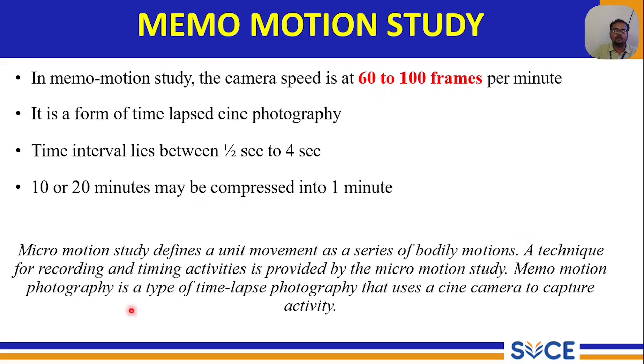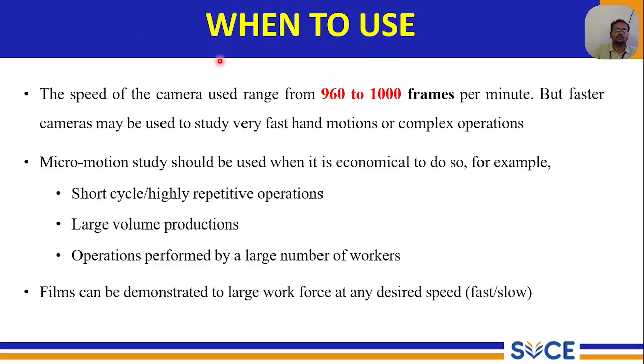A memo motion study is a type of time lapse photography, because it helps you to analyze each and every aspect in a much more detailed way. Rather than recording it in a faster way, it is time lapse cine photography, so that you can measure each of the angles and each of the seconds, in terms of microseconds you can measure. So the advantage of memo motion study is that you can measure in terms of microseconds. But a memo motion study was the one which was first implemented in time study techniques. Later it has been improved to micro motion study.